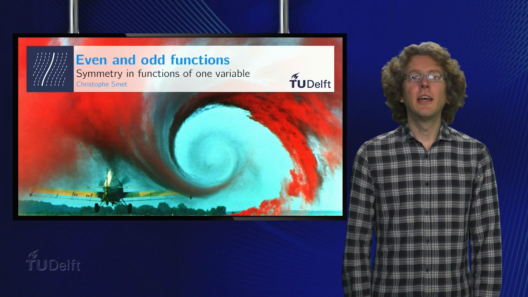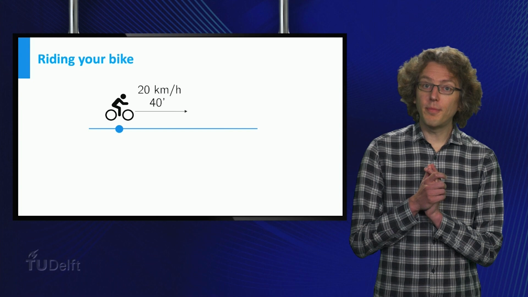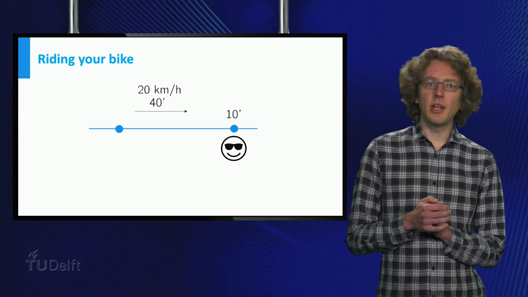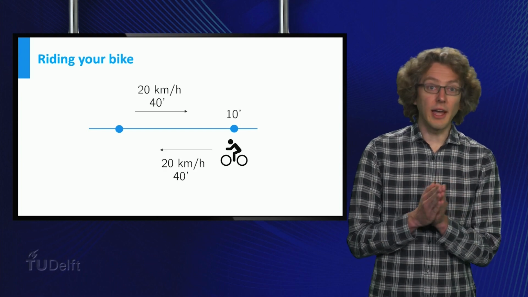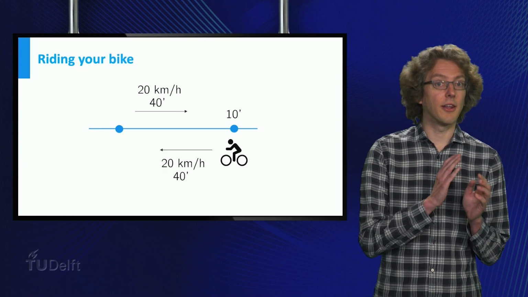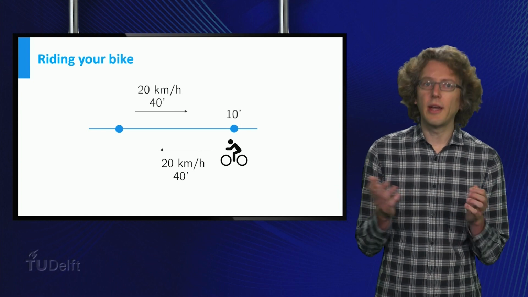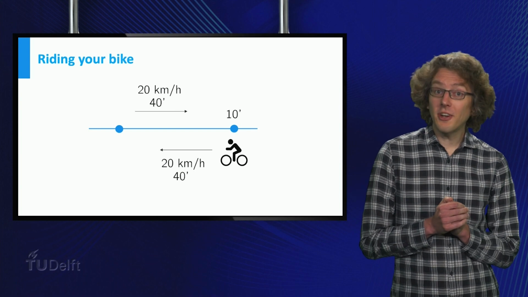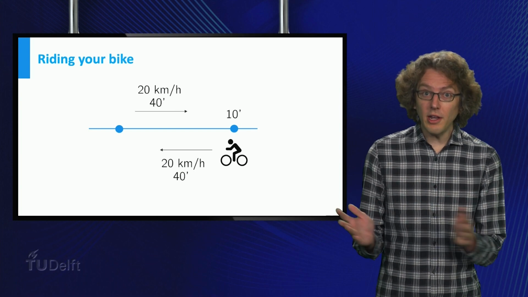Hi there! Suppose you ride your bike eastward for 40 minutes at a constant speed of 20 kilometers per hour. Then you take a 10-minute break and finally you ride your bike westward again for 40 minutes and again at a constant speed of 20 kilometers per hour. Where are you at the end of this? Well, obviously you're back at your starting point. And we didn't even have to calculate where you went in between.